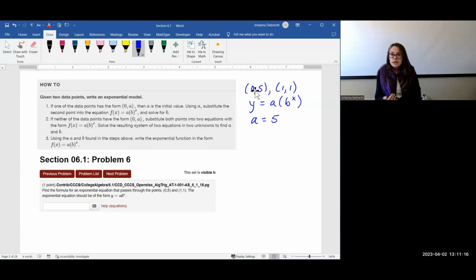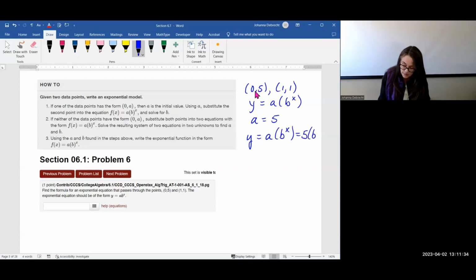Now I need to use the other point. I've used one of the points, but I've got to use them both. It takes 2 points minimum. So what I want to do is write my equation as much as I know, which is a times b to the x, but I know that a is 5, so I have 5 times b to the x. All right, so if I have 5 times b to the x, I know that the other ordered pair is on the exponential function.